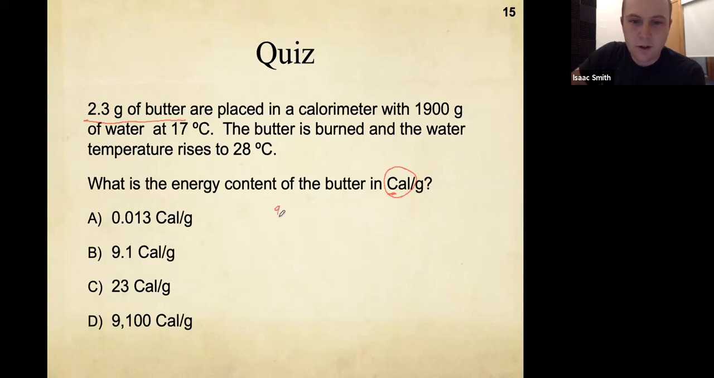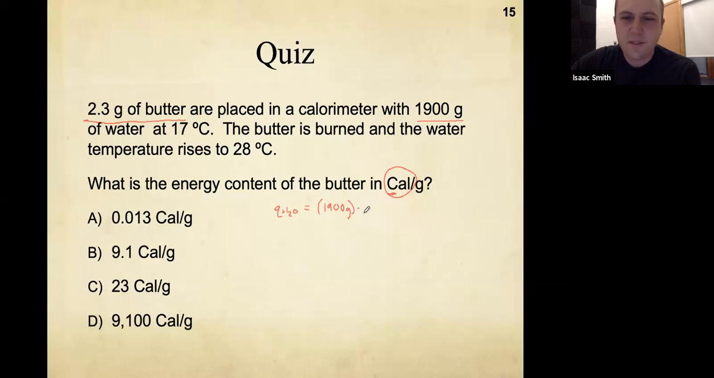So I'm going to look for the Q of water, right? Or the heat absorbed. Okay, so I need the mass of the water. Oh, and this already gives it to me in grams, so I don't have to convert from liters to grams this time. So my mass is 1900 grams.